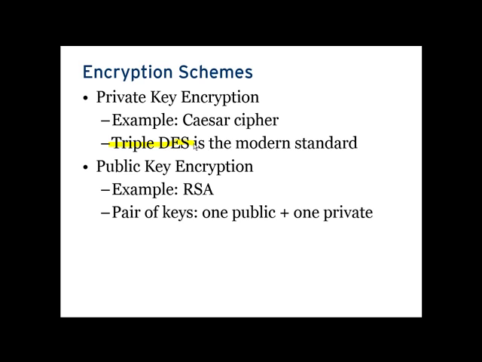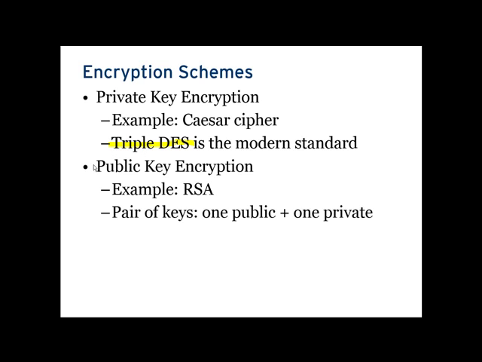For example, if you're using encryption on your Wi-Fi at home, here you've got a private key that both sides know, you as well as the router know, and when you're connecting between your computer and the router, let's say you're using triple DES.